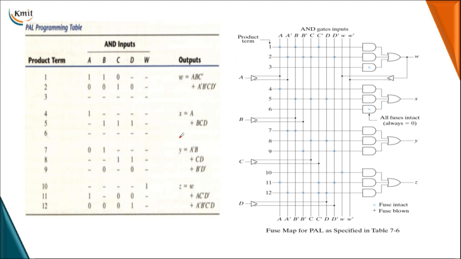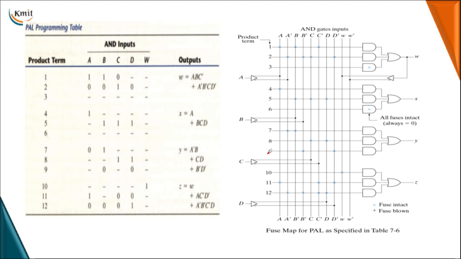Next, your function X has only 2 product terms, which are A and BCD. So the third product term is also unused. So no inputs are connected to the third AND gate. So it is an unused AND gate.